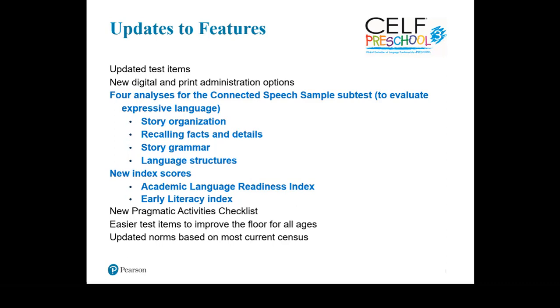There are also 2 new index scores, the Academic Language Readiness Index and the Early Literacy Index. Additionally, a new pragmatic checklist was added, which uses activities to assess the child's interaction skills. The measure now includes easier test items to improve the floor for all ages, and updated norms based on the most current census to provide a more representative comparison for scores.